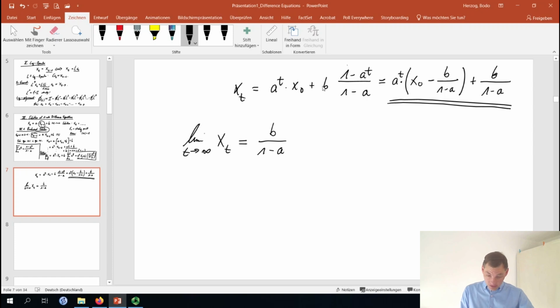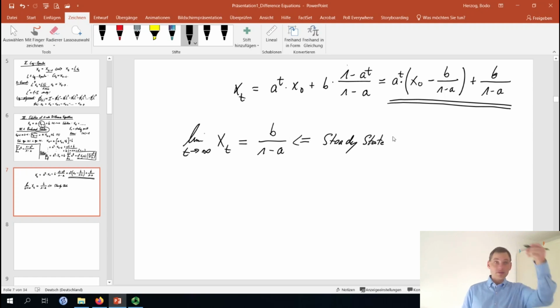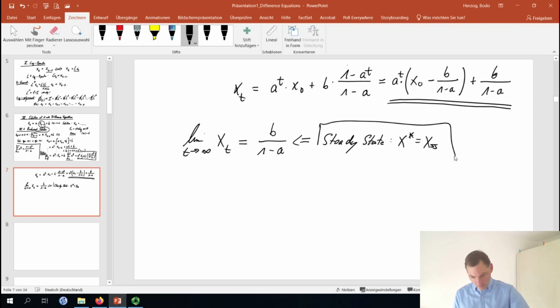That term is 0, so we just have the b over 1 minus a. Basically, we know when the model is going up to infinity to a certain level, it's called the steady state level. That's the steady state, our convergence level. And the steady state level we can label as x0 or as x steady state, right? That is what we know from our discussion also in differential equations.